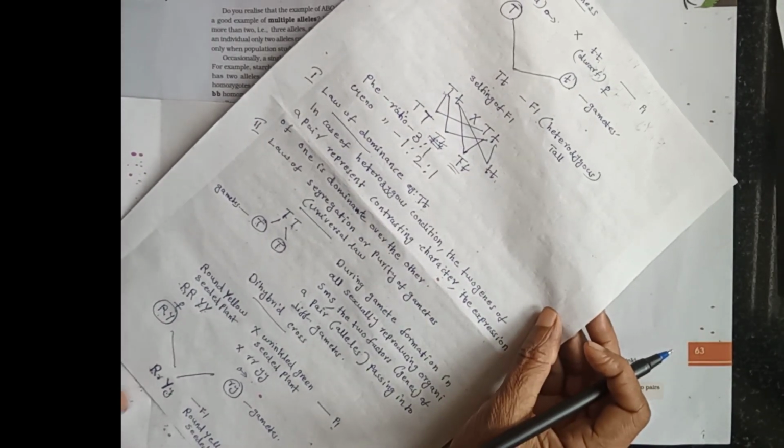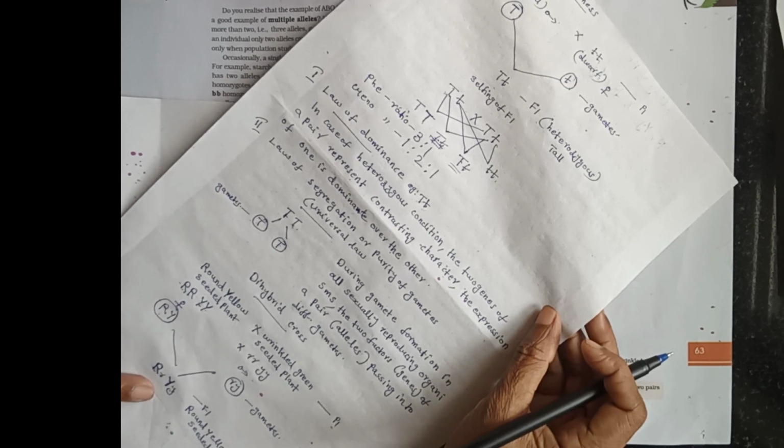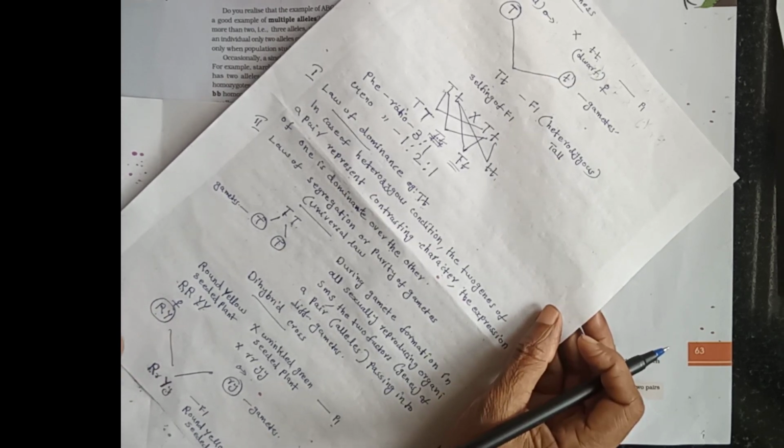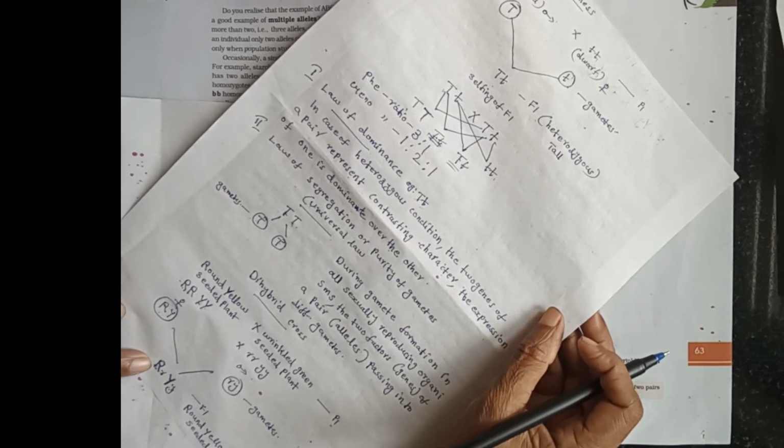Selfing means this is also a bisexual flower. The pollen grains of this plant are dusted on the stigma of the same flower. That is selfing.